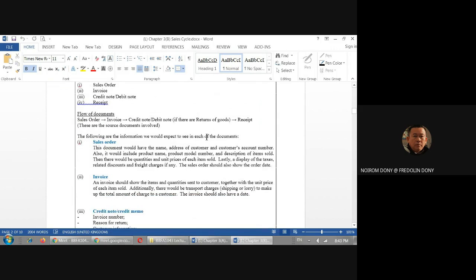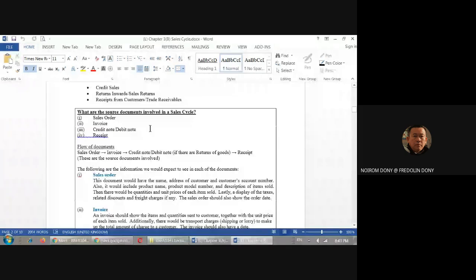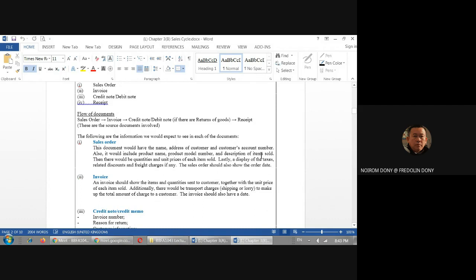Now, what are the source documents involved in the sales cycle? First, of course, the sales order, which must be accompanied by the invoice, to evidence that they are actually sales. Then there is the credit note when we have a return. And when we have a collection, you need to issue an official receipt. So this is the flow. Now, these are all the explanations, so you read.